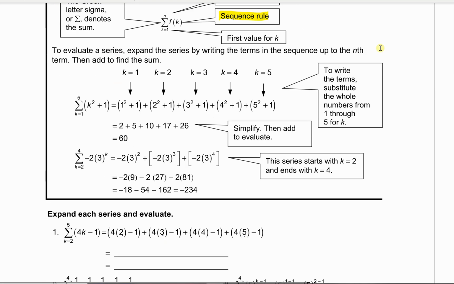So to evaluate a series, you expand it by writing the terms in the sequence up to the nth term, and then you add them together to find the sum. If I'm given a rule, like this one here, k from 1 to 5 of k squared plus 1, I'm going to find k of 1, k of 2, k of 3, k of 4, k of 5. So 1 squared plus 1, 2 squared plus 1, 3 squared plus 1, 4 squared plus 1, 5 squared plus 1. Evaluate each of those, add them all up, and get 60.